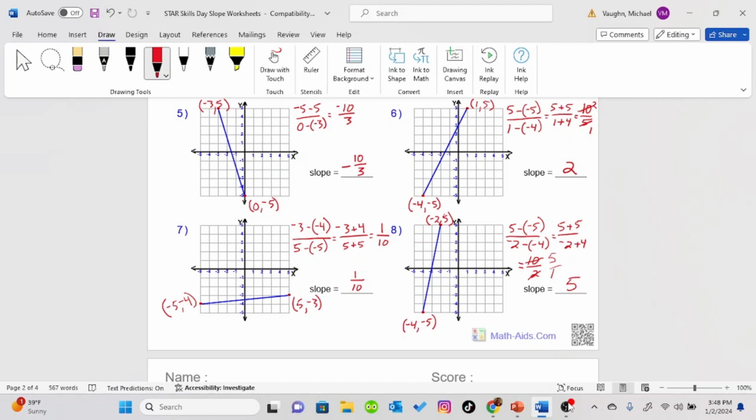For number 6, I used the beginning point -4, -5, and the end point 1, 5, and I found a slope of 2. For number 7, I used the beginning point -5, -4, and the end point 5, -3, and I found the slope 1 over 10. And finally, number 8, I used the beginning point -4, -5, and the end point -2, 5, and I found a slope of 5.